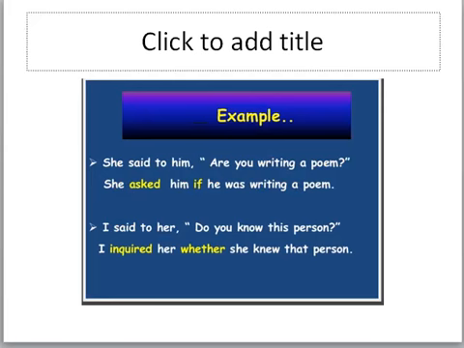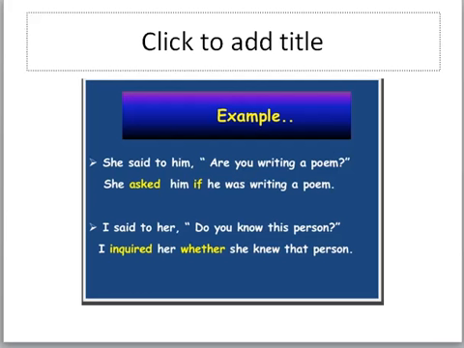She said to him, are you writing a poem? This is a yes-no question. And she asked him, because we have already described that the reporting word would be changed into asked or inquired, and instead we would be using if and whether, right? So she said to him would be changed into she asked him, and if we remove the comma and the inverted commas, the connective if would be used: if he was writing a poem, right?